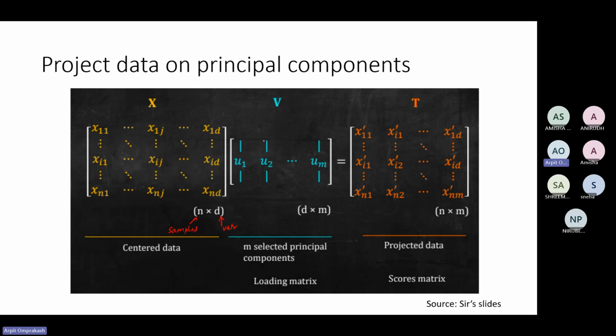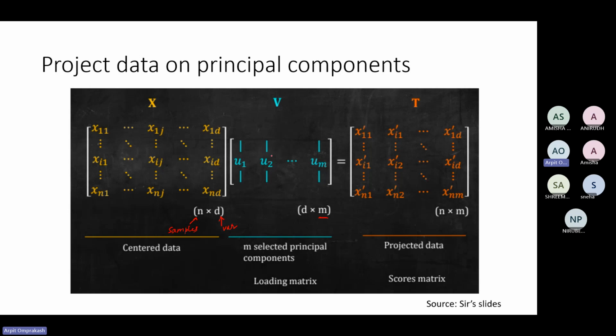Then using PCA, we find optimal unit vectors u1, u2, u3, up to um. These are the principal components. So we select m principal components. Let's say we want to reduce D to 2 or 3. So we'll select 2 or 3 principal components, and we'll have a matrix V, in which these m unit vectors are arranged in the columns.